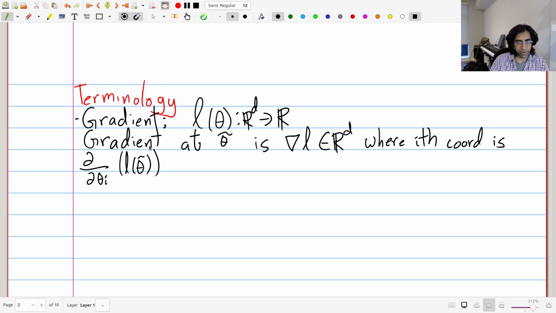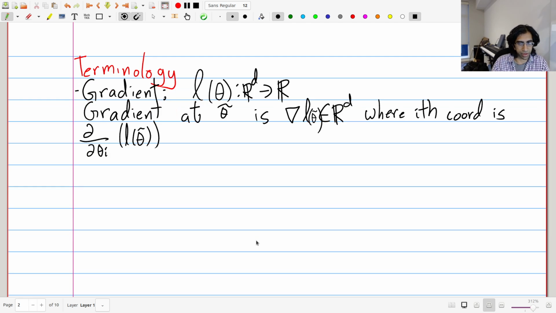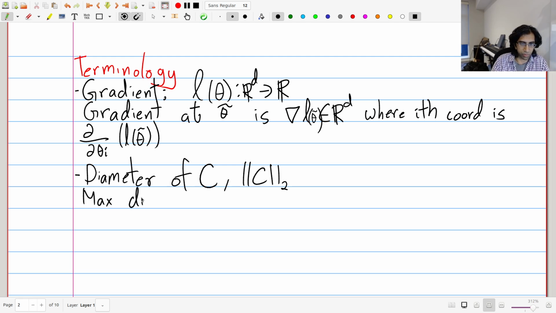So the gradient is a derivative where you take the derivative with respect to each coordinate and you make a new vector out of that. It takes in a point and gives you a vector where each coordinate is a partial derivative. Hopefully you're familiar with that. It's used ubiquitously in machine learning, so you should get comfortable with it. That's the first important quantity, which we're going to use a lot in today's lecture. The next thing you need to know is what I mean by the diameter of a set. We'll use the L2 norm to represent the diameter, and this is essentially the max distance between any two points in C.